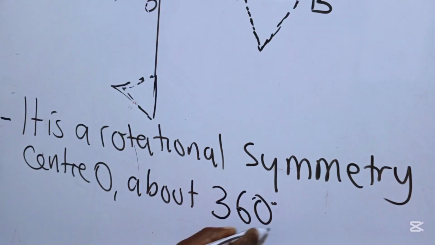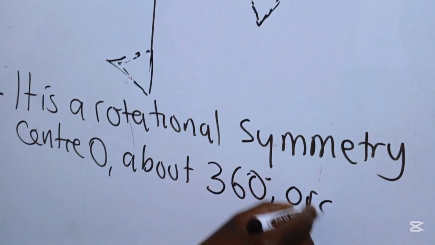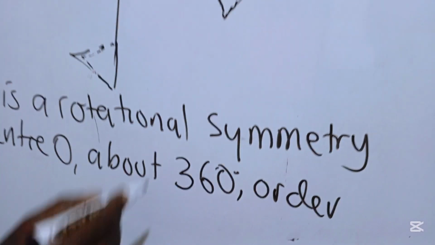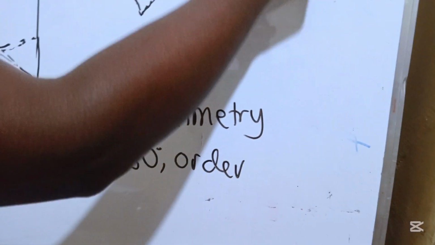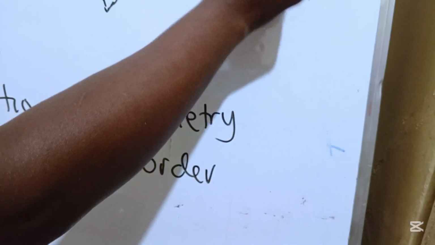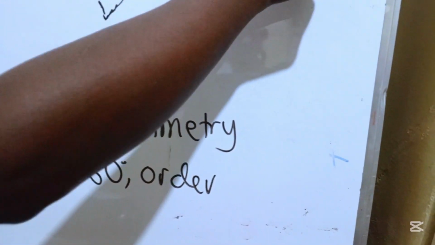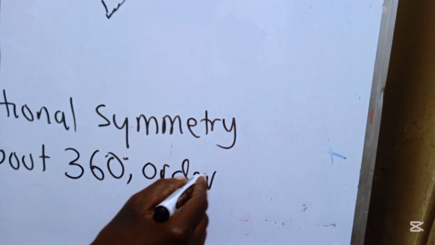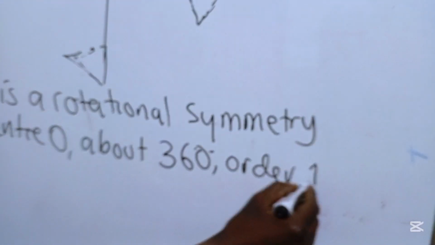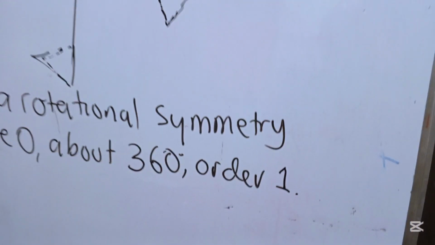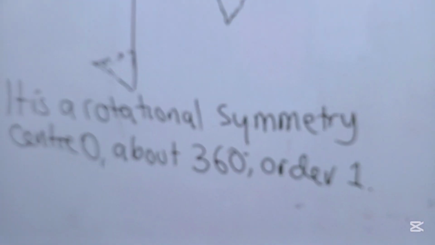So this one now, you have to indicate the order. How do we get the order? You divide 360 by 360. So you agree with me that the order is 1. The order is what? 1. So that's how it is.